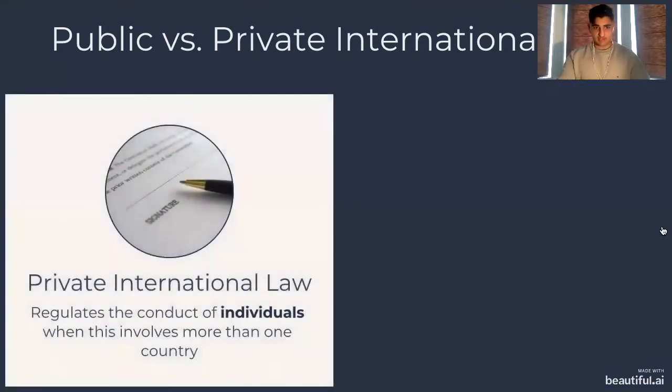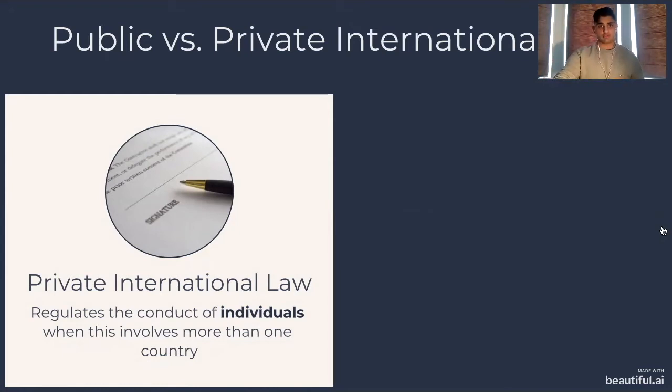So, private international law regulates the conduct of individuals when this involves more than one country. The best way of thinking about this is, for example, if I'm a business and I am creating a contract with another business in another country. So if I'm situated in Scotland and I contract with someone in Nigeria, this would be regulated by private international law because it's within private law, but with an international aspect.